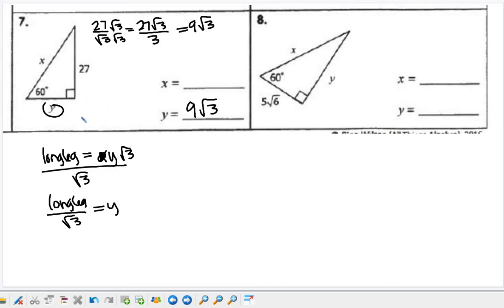So don't let their mixing up x and y's, a's and b's, or whatever they want to do distract you, because it can be very easy to label that as x, but x is the hypotenuse. So in a 30-60-90, the hypotenuse is twice the short leg, and our short leg is 9 square roots of 3, and twice that would be 18 square roots of 3. 9 times 2, right?